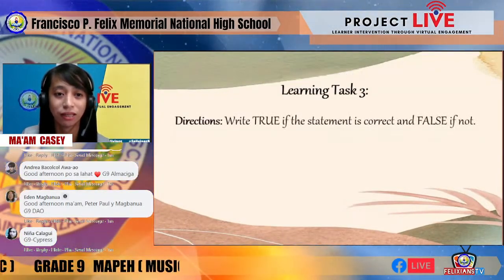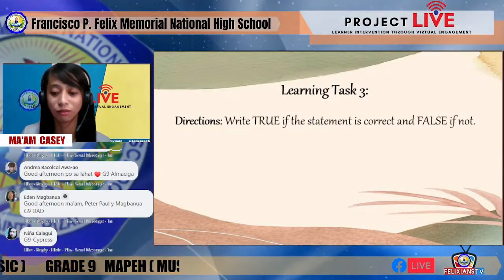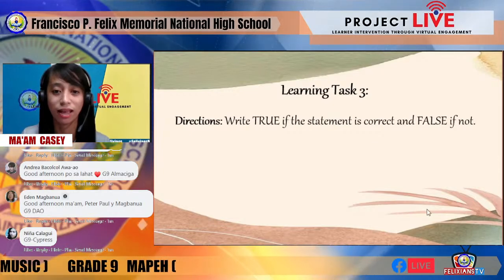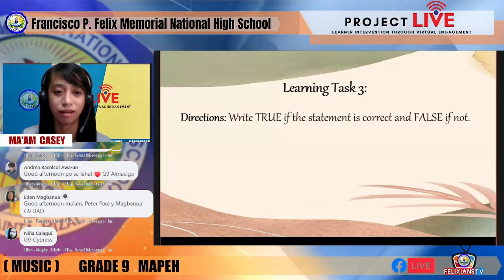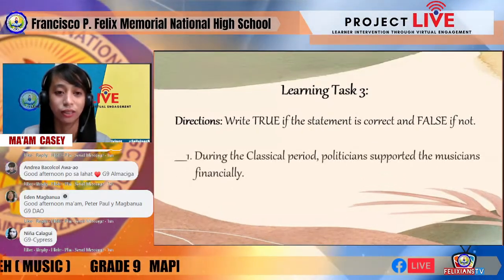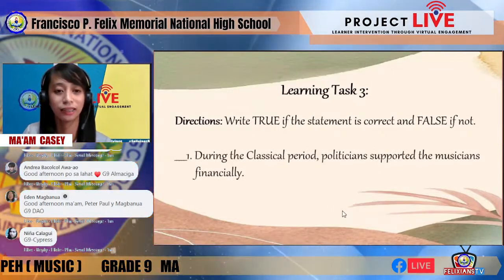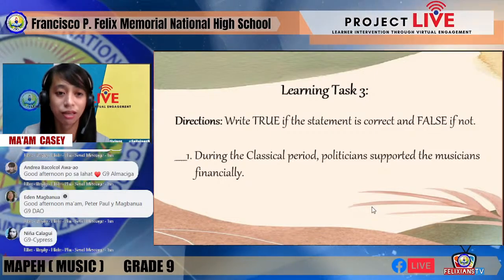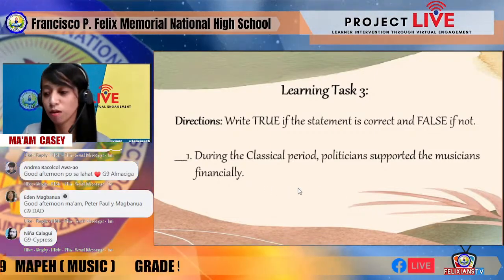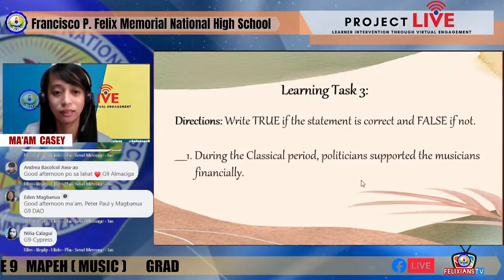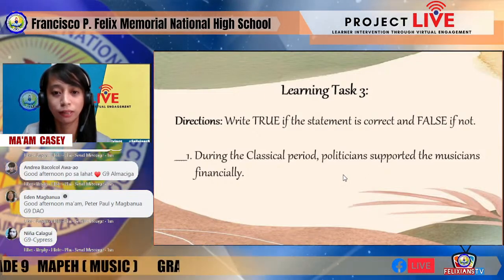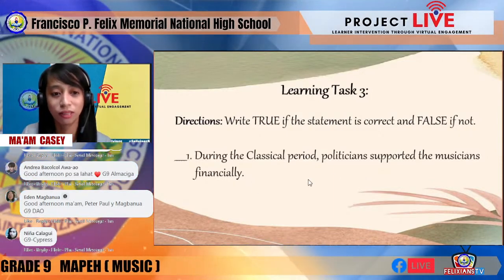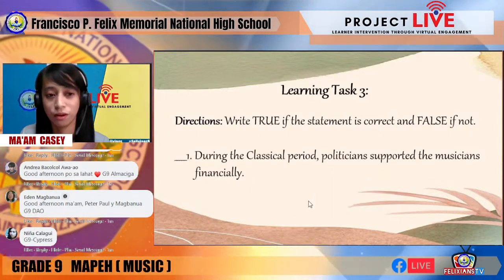Next activity. Ayan, tingnan natin kung talagang nakinig ang lahat. So, you're going to write true if the statement is correct and false if not. So, the first question. During the classical period, politicians supported the musicians financially. Is it true or false? Sige nga, kindly comment your answer. True or false?